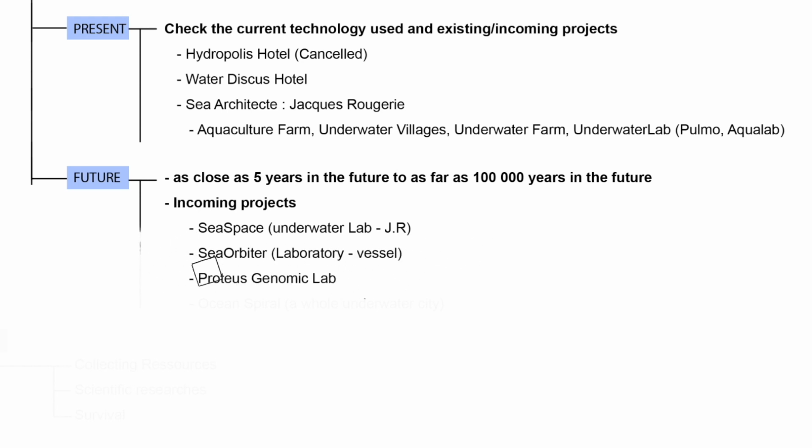The Sea Orbiter. And my favorite one is the Ocean Spiral, which is a design of an entire city underwater in a bowl that goes up and down a spiral. It's a Japanese project, I believe. And if you have time, I really encourage you to check out some videos on YouTube because it looks crazy and it is pretty cool.